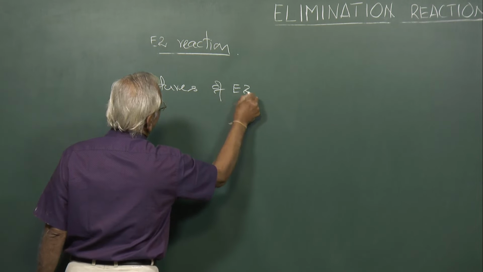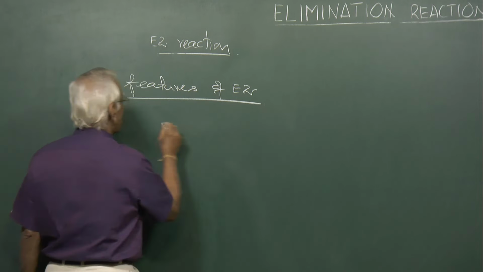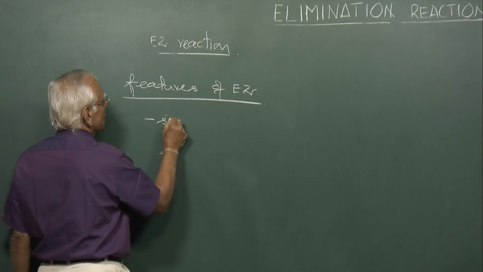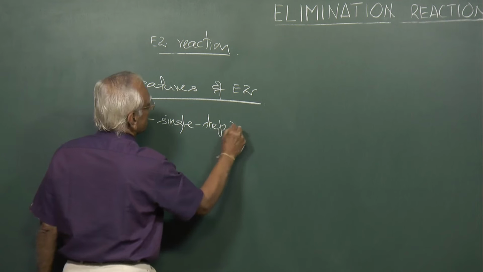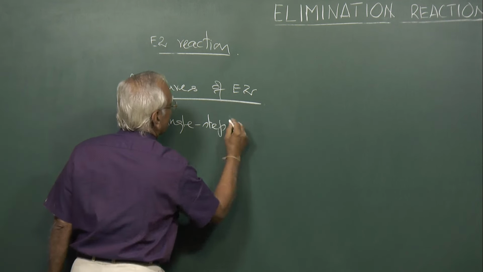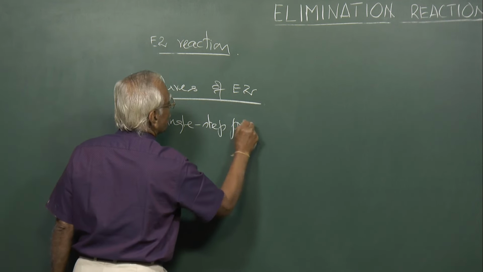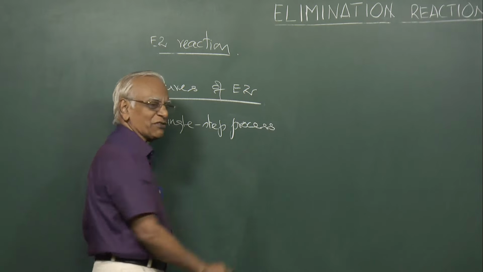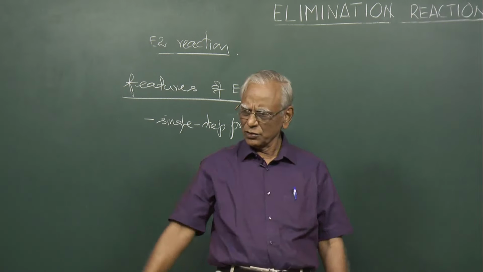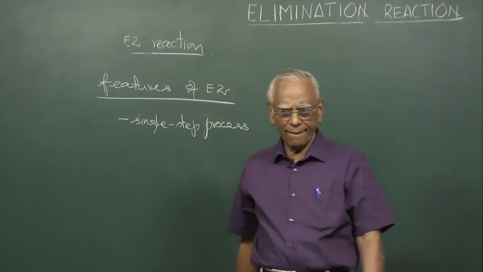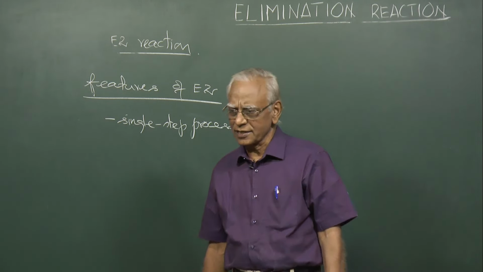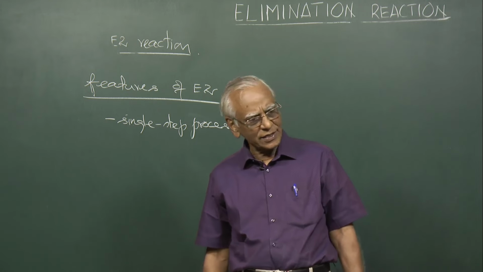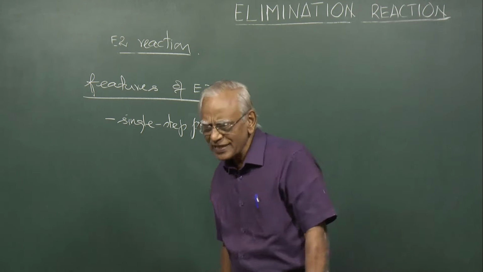What is happening? Number one, it's a single step process. So what is the use of single step process? I know everything. That is why it is called a single step. Whenever there is no intermediate, it's a single step process. Should that be the answer for this question?